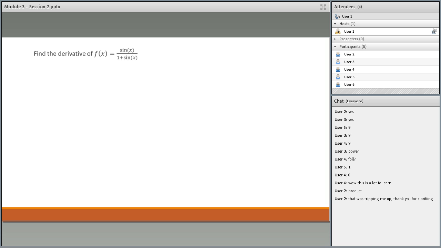Okay. So I want us to find the derivative of sine x over 1 plus sine x.